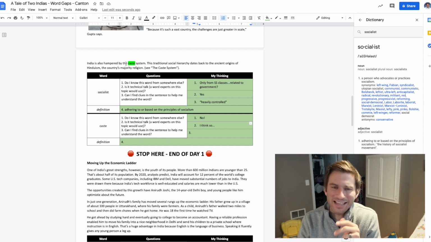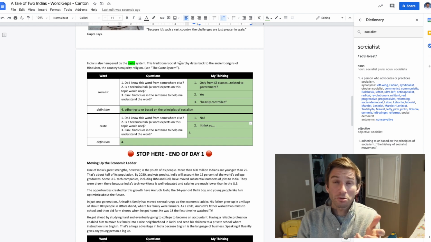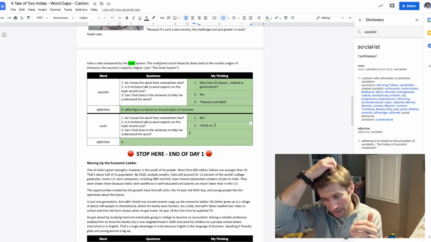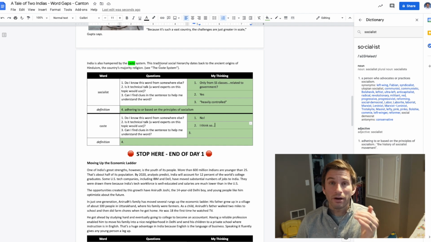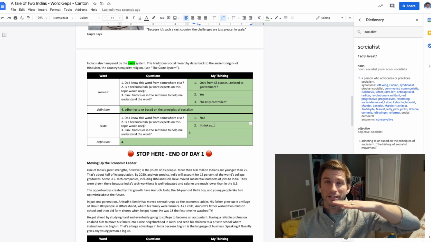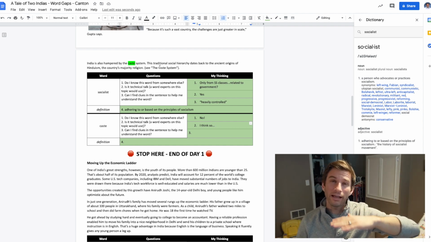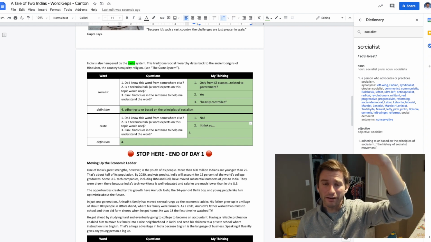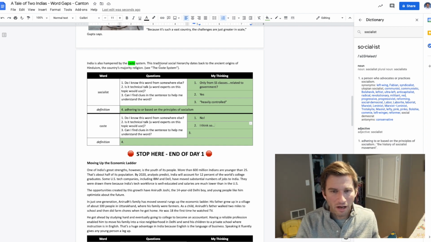Kind of. It says it's got this caste system, and it says a traditional social hierarchy. Social referring to people, and hierarchy is, think of it like a ladder, right? You've got the lower rungs, the lower end of the hierarchy, all the way up to the higher end. And so there are some context clues that help us.